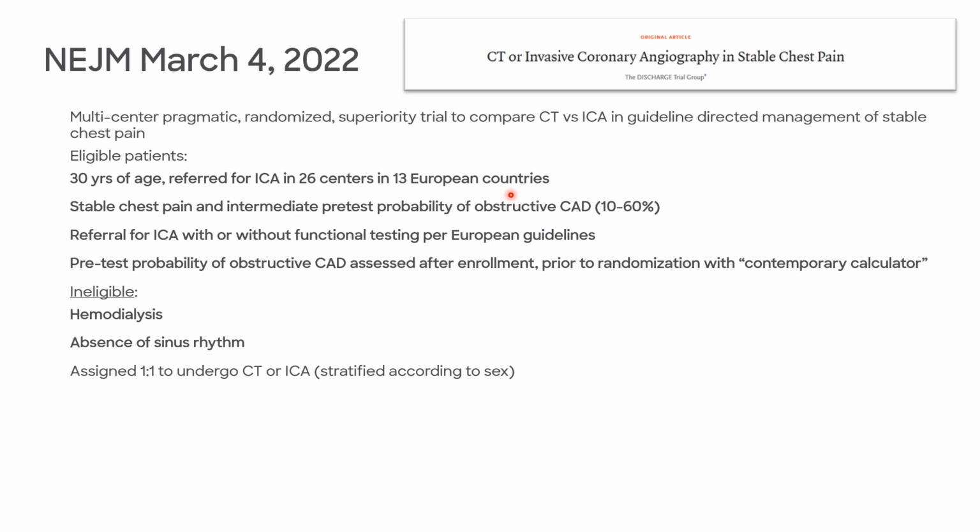They were ineligible if they were on dialysis, so if they had bad kidneys, or if they weren't in sinus rhythm, and that's one of the Achilles heels of CT. You can't be in AFib. And then they assigned half the group for CT and half the group for invasive. And then they followed them for 3.5 years.